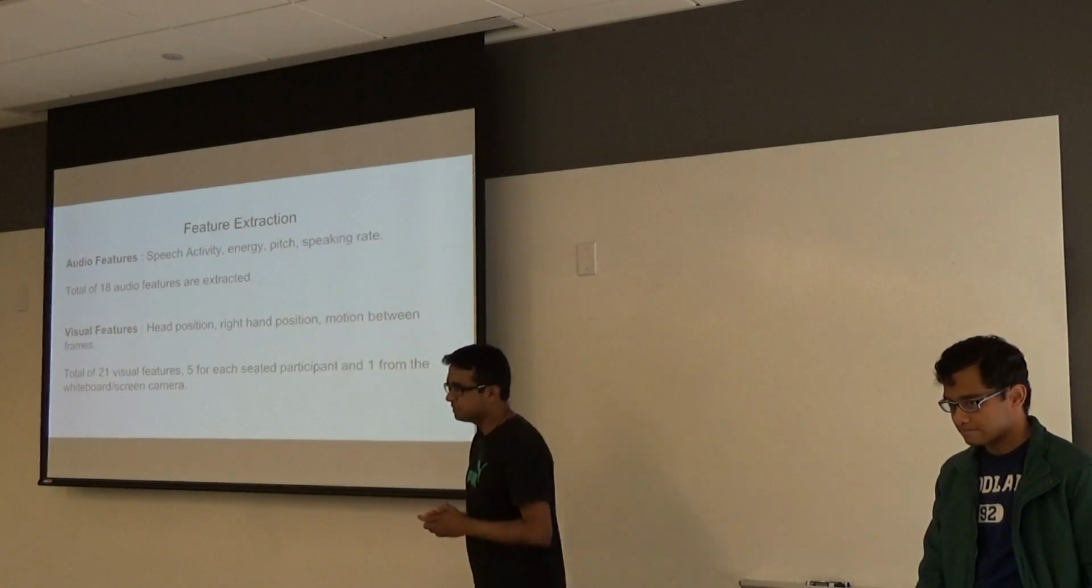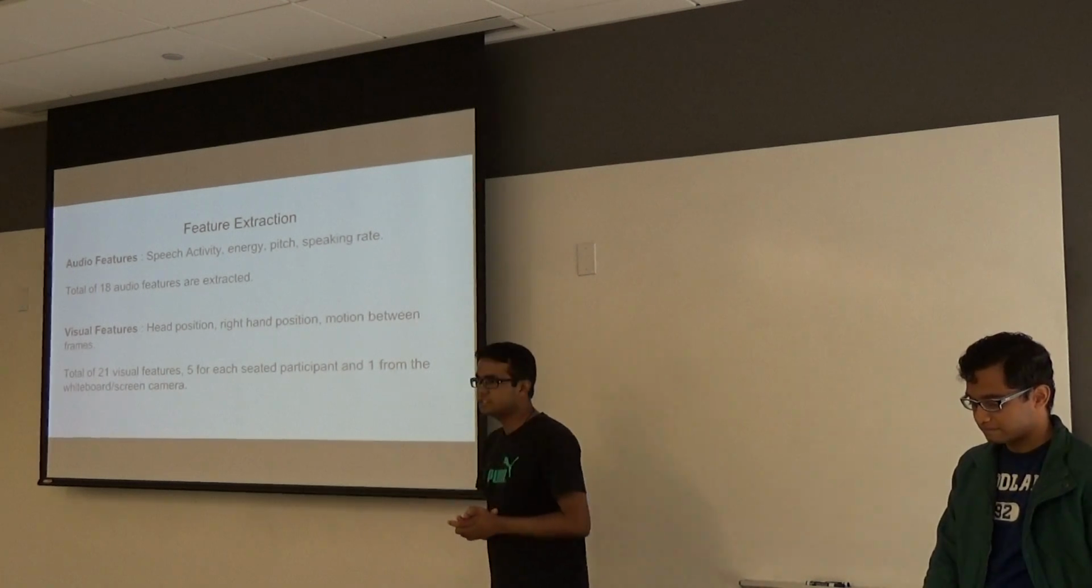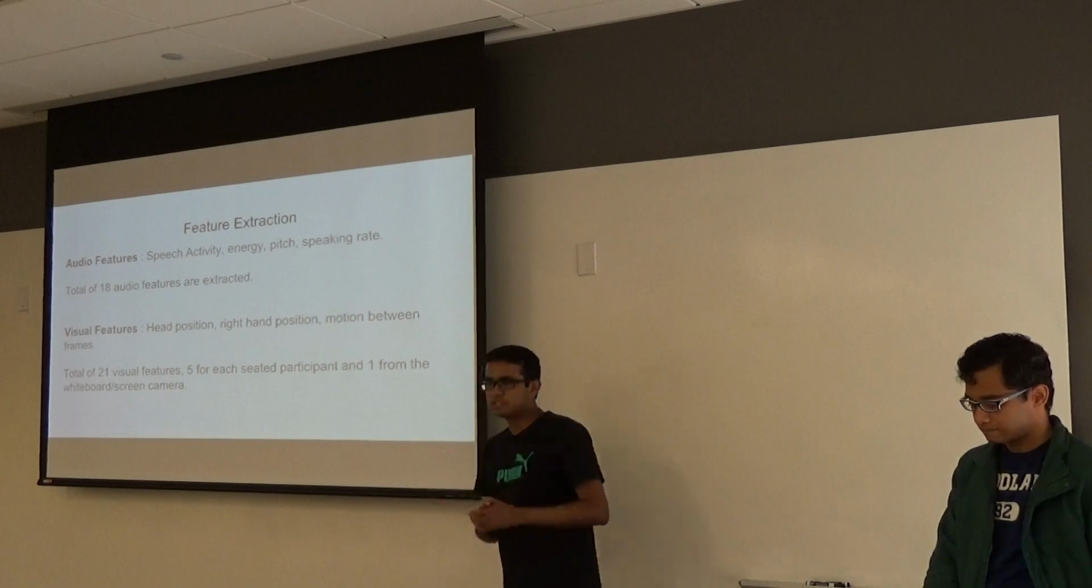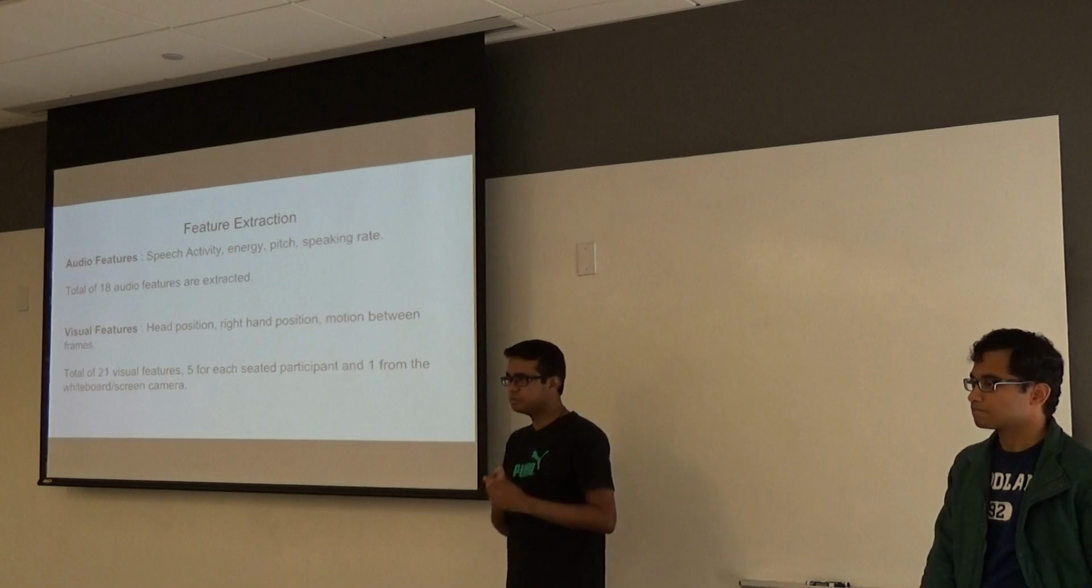For the feature extraction phase, we extracted 18 audio features. This included pitch, speaking rate, energy. And for the visual features, we extracted 21 visual features. We extracted features for the head blob, for the hand position, for the motion between the frames.